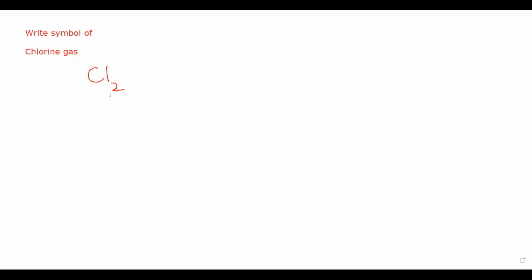But if it was a metal, like if I say write the symbol for sodium metal. What will be the symbol for sodium? It will be Na. We will not write Na2. Why don't we write Na2 or Na3? Because metal does not exist as a molecule. Metal exists as an atom.